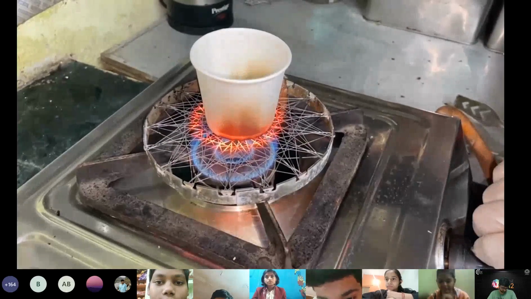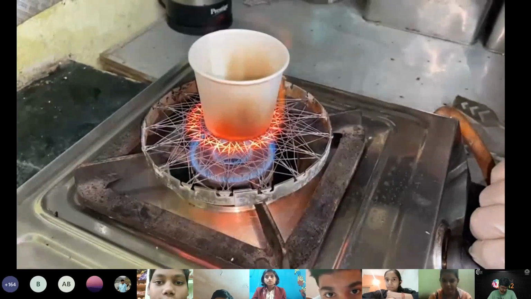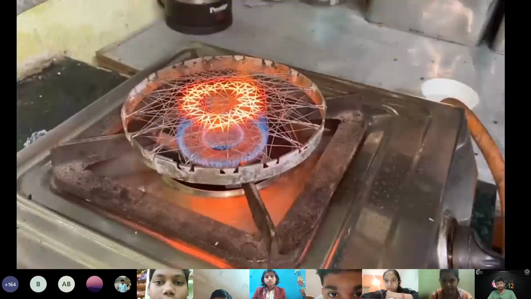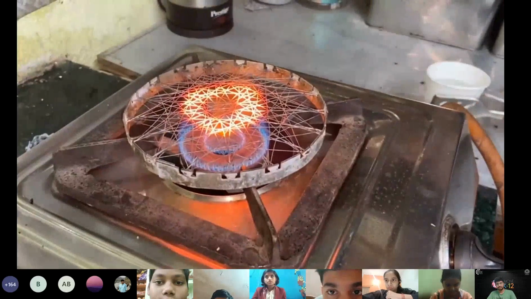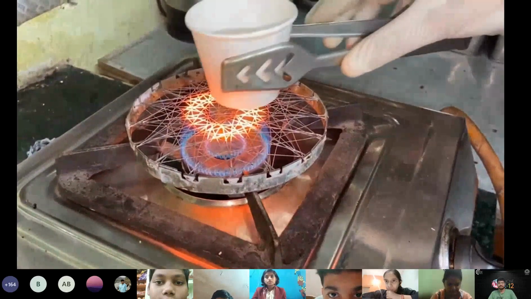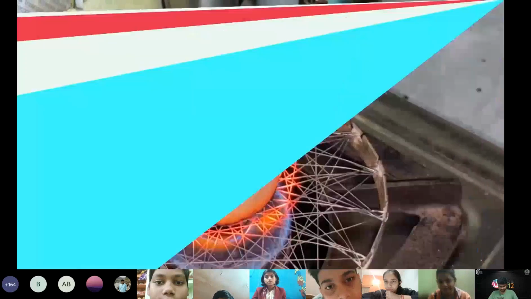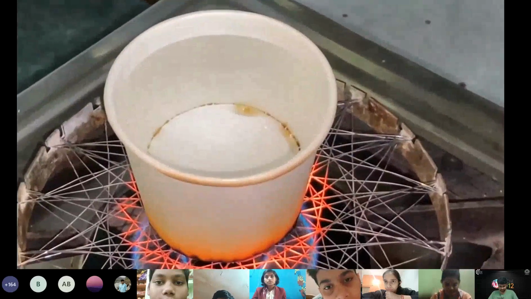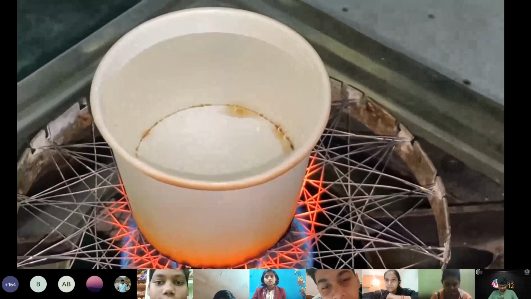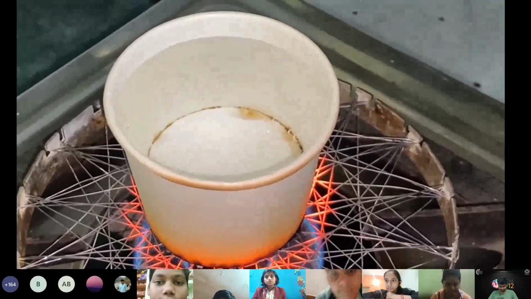Well, you will find that the paper cup burns completely. Now repeat the experiment with 2/3 of water filled in the cup. Wait and watch. Surprisingly, this time you will find that the cup does not burn and the water starts boiling.